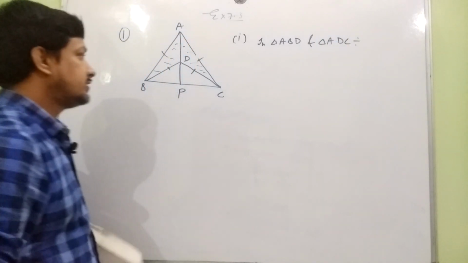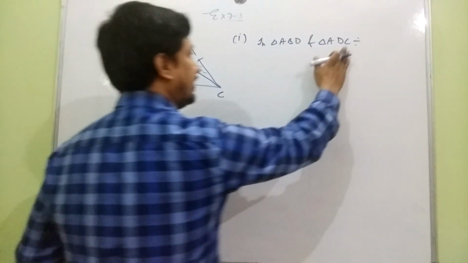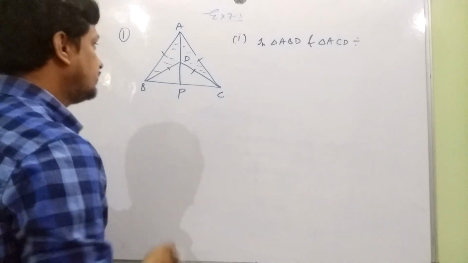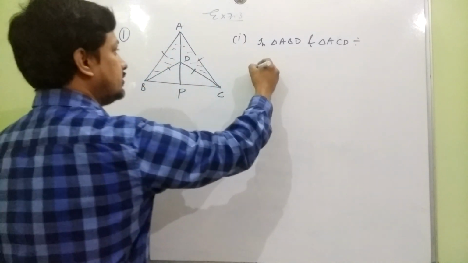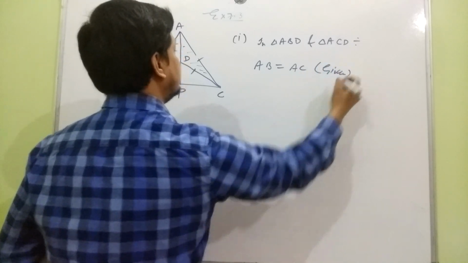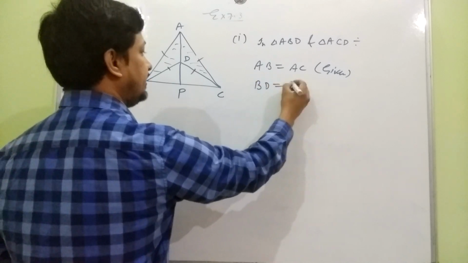So what is the first thing? In triangle ABD and triangle ACD, it is the name which is given. So first of all, you know AB side is equal to AC side. It is given. And BD is equal to DC. BD is equal to DC.